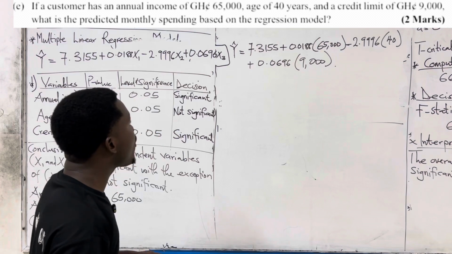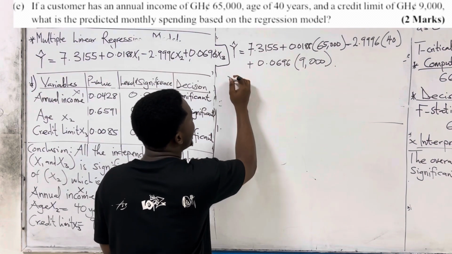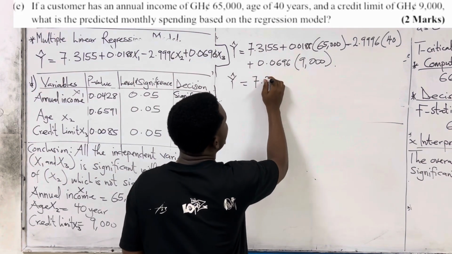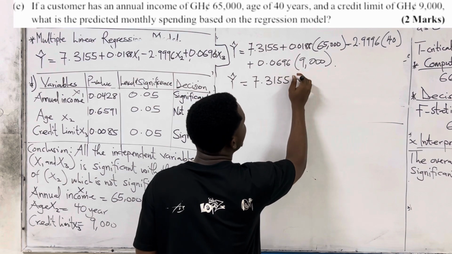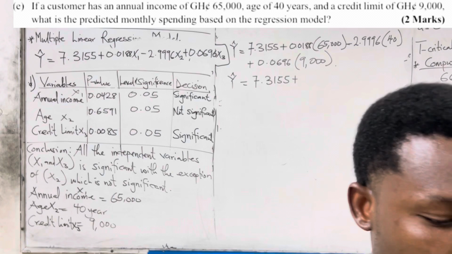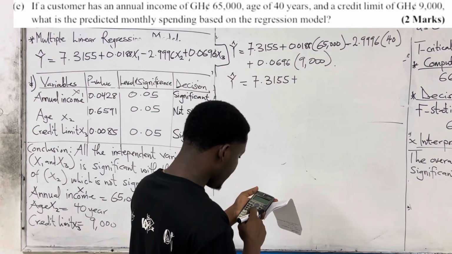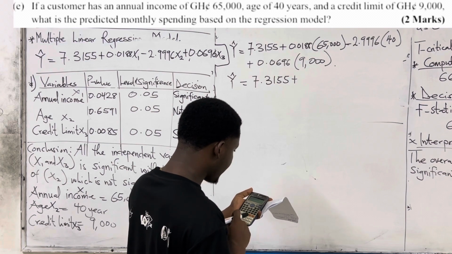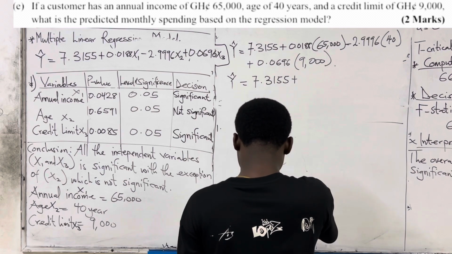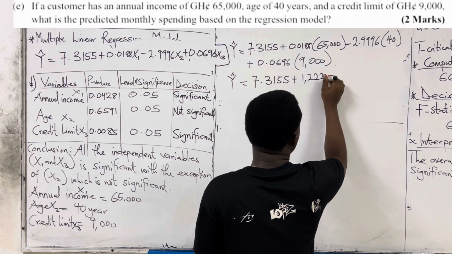So we are coming to solve for this, for us to get our monthly spending, which is the dependent variable. The first thing that we have to solve for is this, which is not attached to anything. Plus, then you multiply this and this. So on our calculator, we have 0.0188 multiplying the 65,000, and that one is giving us 1,222.